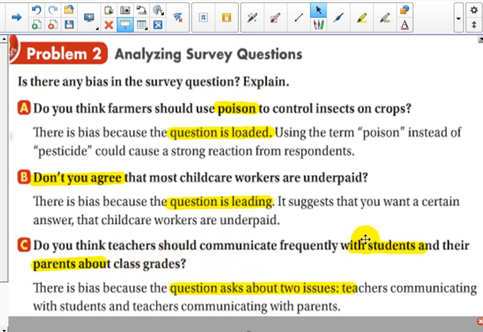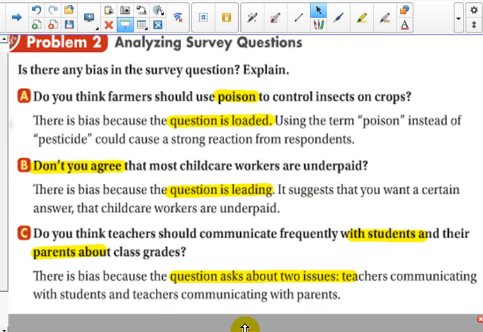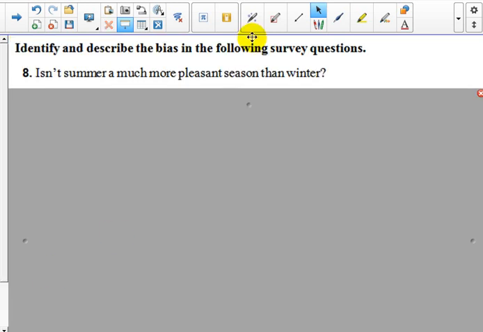And you could do like a checkbox. Should teachers communicate with, and then checkbox students, checkbox parents. So they could check one, the other, or both. Any questions on that? All right, we're moving right along. Look at your back page.